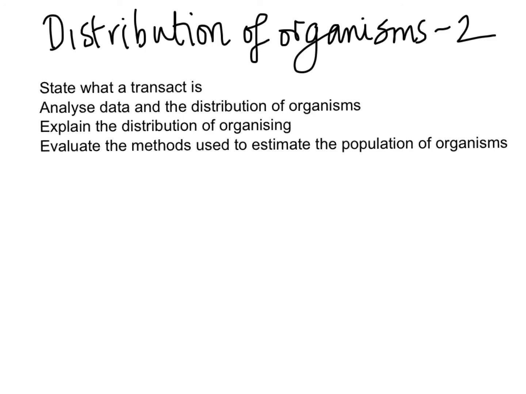Okay, so if you've gone through this video, you should be able to state what a transect is at the end of the video, hopefully, and you should be able to analyze data and explain and describe the distribution of organisms. Then you should also be able to explain the distribution of organisms, giving a list of possible reasons why the organisms are spread in a particular way in a habitat. And you'll also be looking at methods used to estimate the population of organisms and be able to say what's good about it, what's bad about it. That's evaluation.